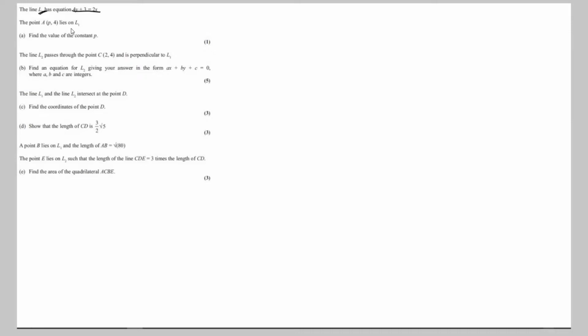We're told that point A is on this line. And first question, part A, find the value of the constant P. Okay, so that's just some simple rearranging. So we have the equation of L1, which is given. Wherever I see a y, I'm going to substitute in 4, because we want to work out the x coordinate of this point. So I'm going to substitute in 4, wherever there's a y.